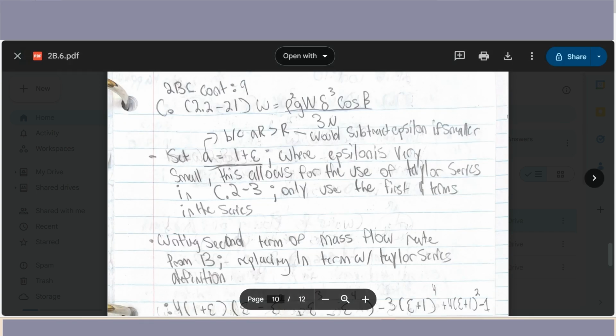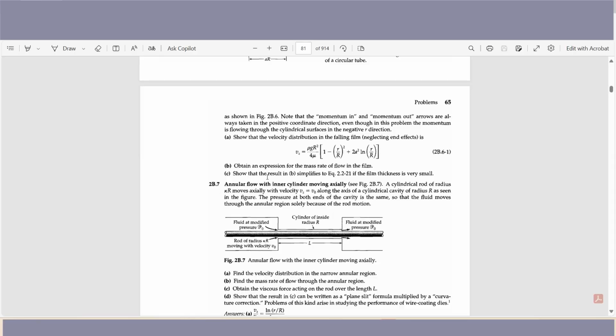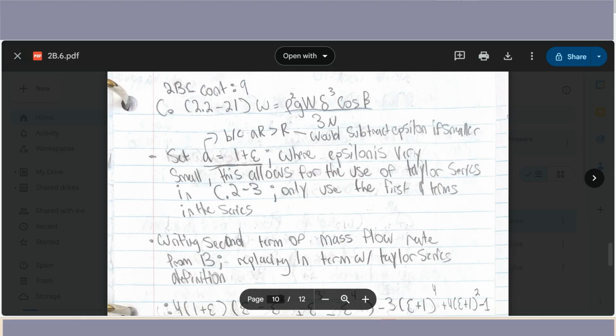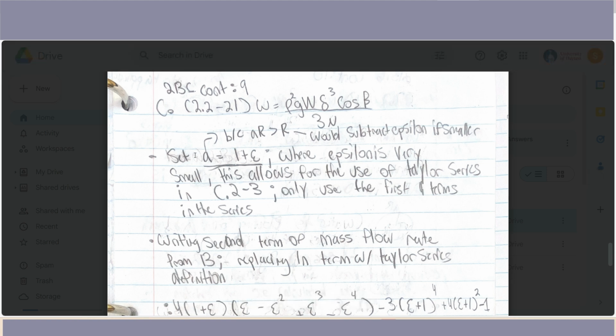All right, so now part C. The result in B simplifies to equation 2.2-21 if the film thickness is very small. Let's see what I have to say about that. Yeah, 2.2-21. Set A equal to 1 plus epsilon, where epsilon is very small. This allows you to use Taylor series, see 0.2-3. Only use the first four terms.